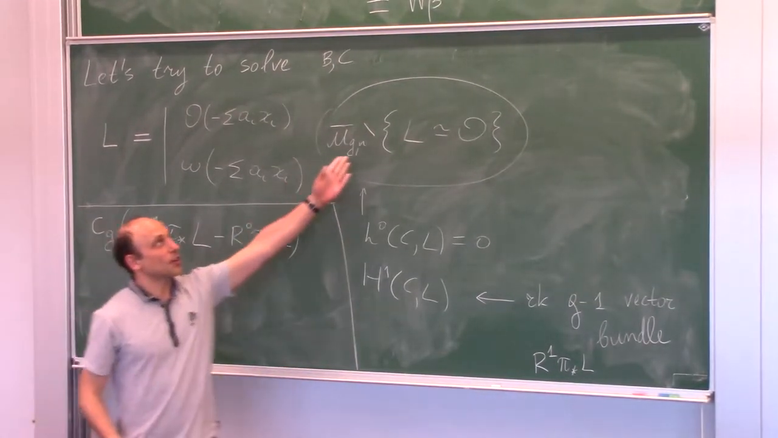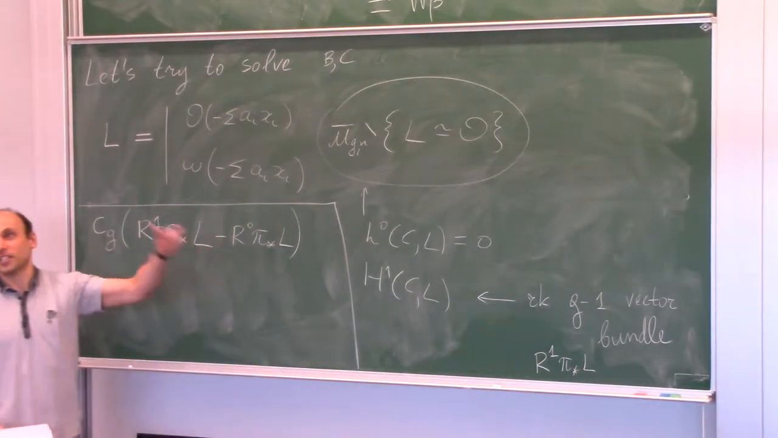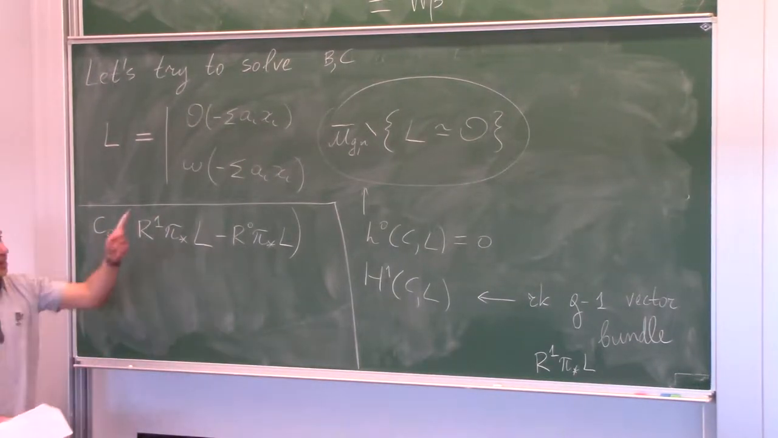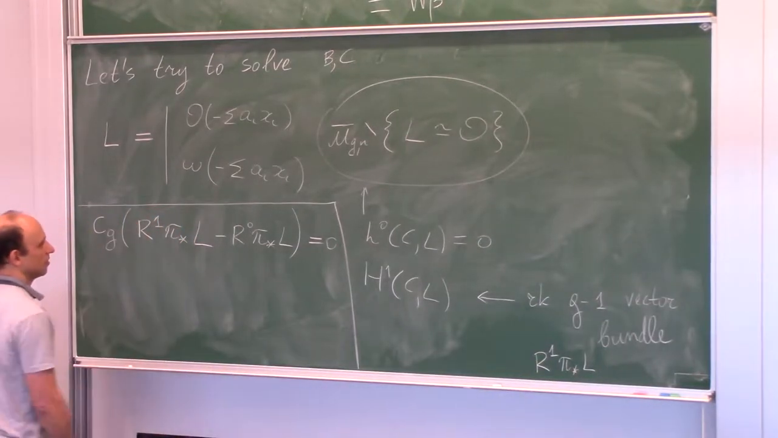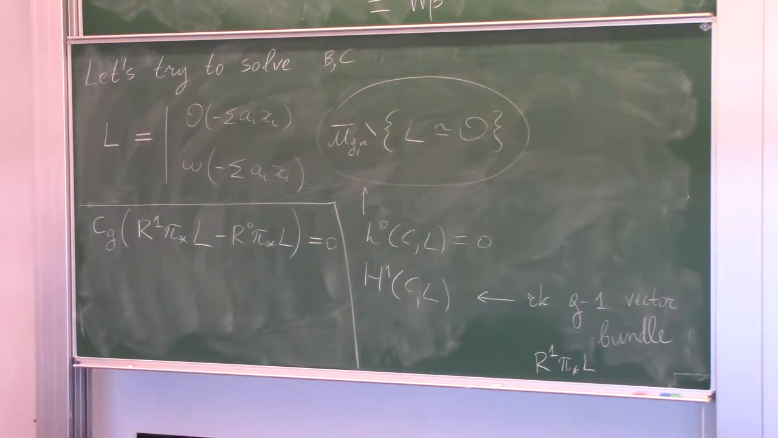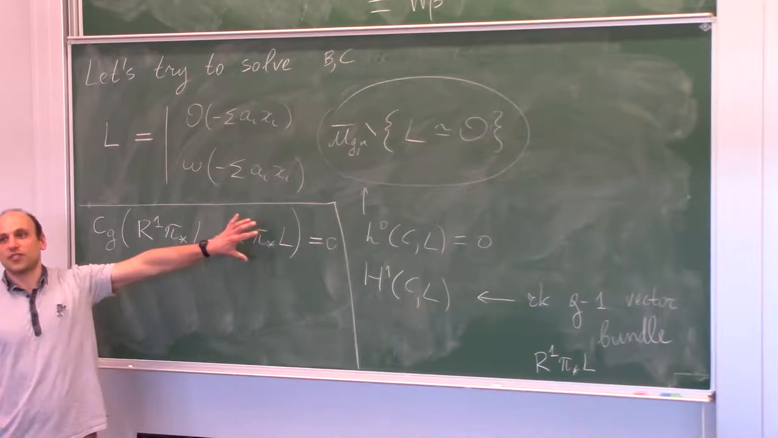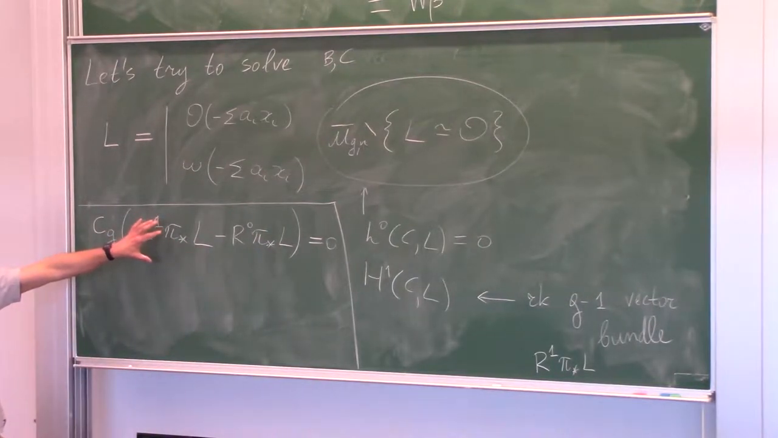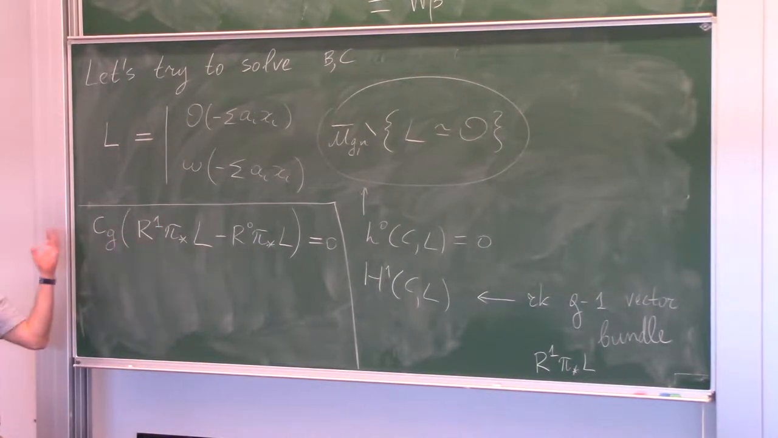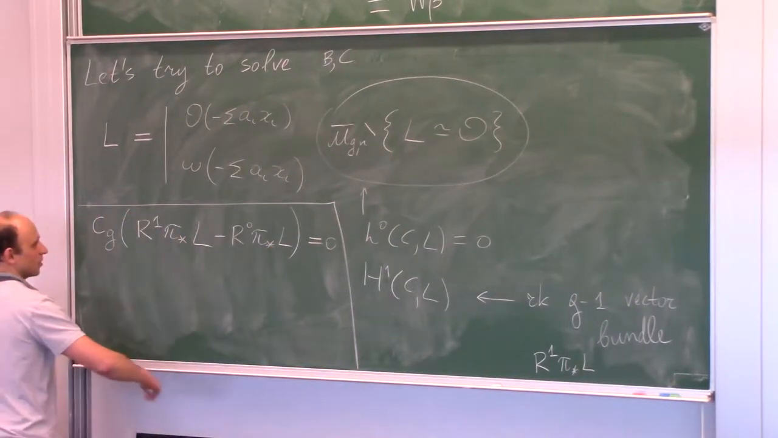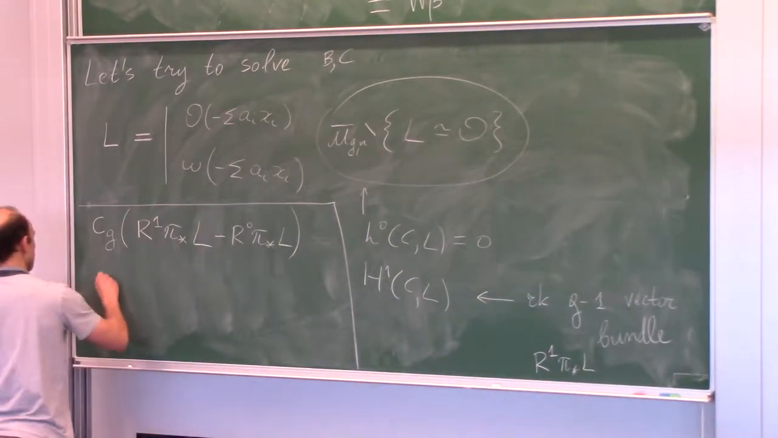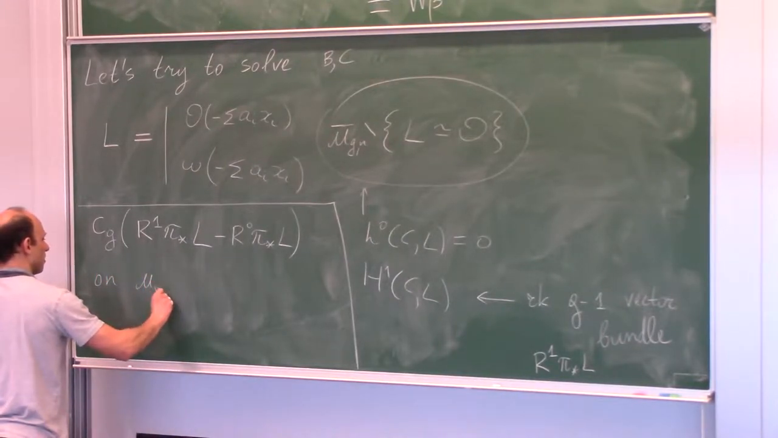So over this locus, if I take away the locus where L is trivial, this is equal to 0. Because on this locus, this just vanishes. This is a vector bundle of rank G minus 1. So if I take the Chern class number G, it vanishes. Okay. So now if I do not restrict to this locus any longer, let's take this on all of MGN bar.